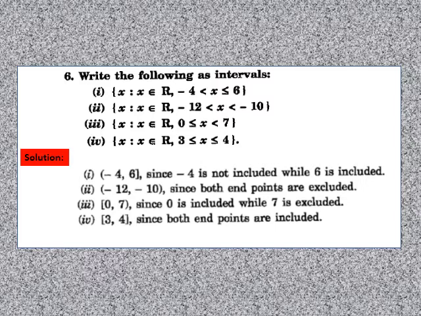Third, we have 0 less or equal to x less than 7. So 0 is included but 7 is not included. So 0 is closed, 7 is open. Fourth is 3 less or equal to x less or equal to 4. It means both 3 and 4 are included. It will be closed from both sides. So closed 3, 4. Done? So pause and note down the solution.